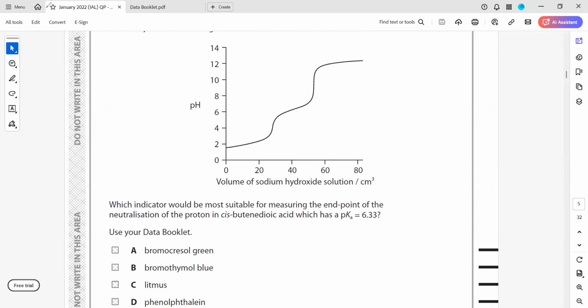So the indicator will show a color change when pKa is equal to pH. That is usually what happens when pKa equals pH: the indicator shows a color change. Here the pKa is 6.3, so pH 6.3. So we'll check which indicator is more suitable in this range. Here, this is the answer key. The ranges are given here.